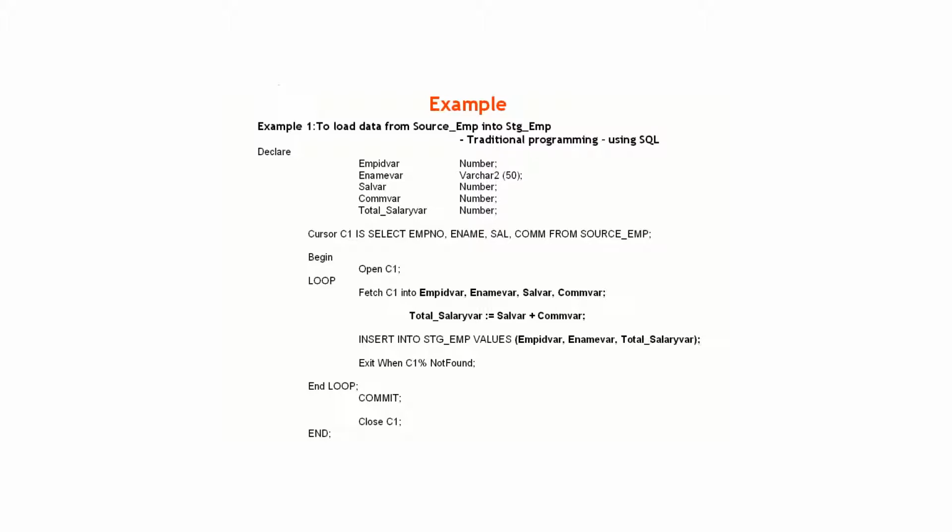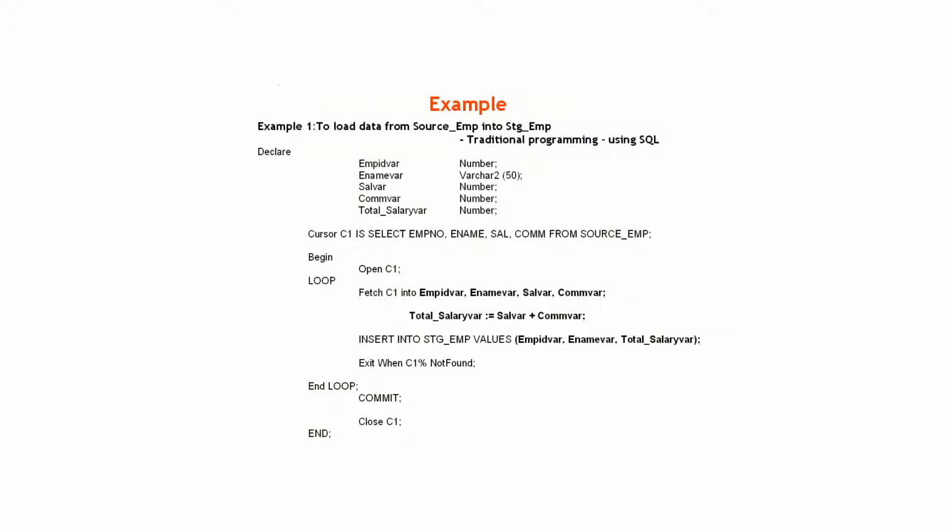So you need to insert into the table the total salary. And after you load the data, you commit it. So this is a traditional programming where you declare the variables, declare the cursor, and you loop through, fetch, insert, and commit. What are we doing here?